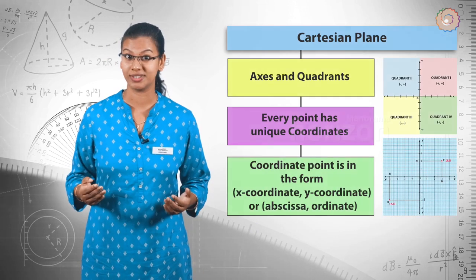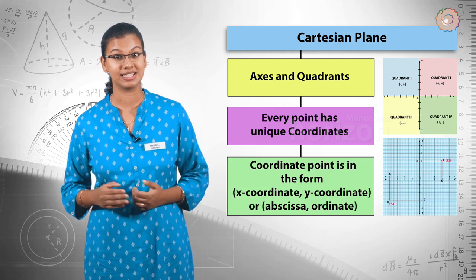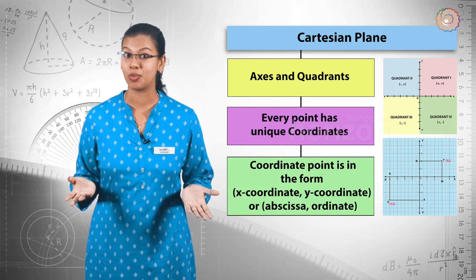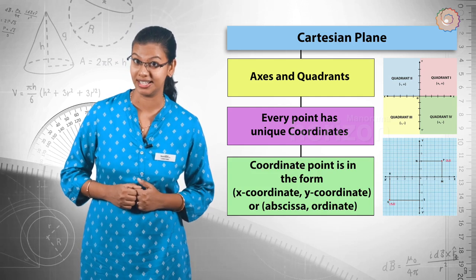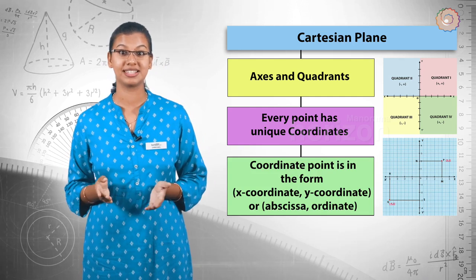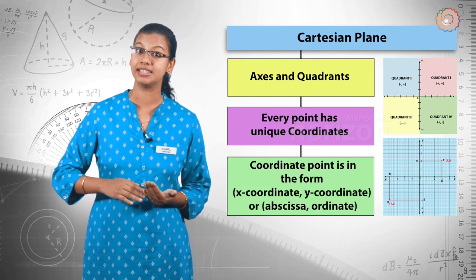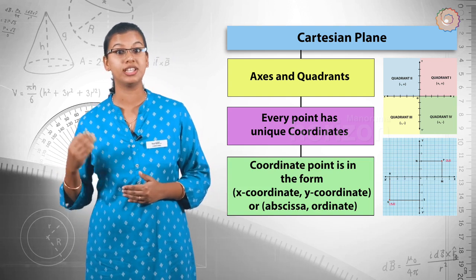So we can conclude that a Cartesian plane consists of axes and quadrants, and every point has unique coordinates expressed in brackets with the x coordinate or the abscissa first and then the y coordinate or the ordinate.